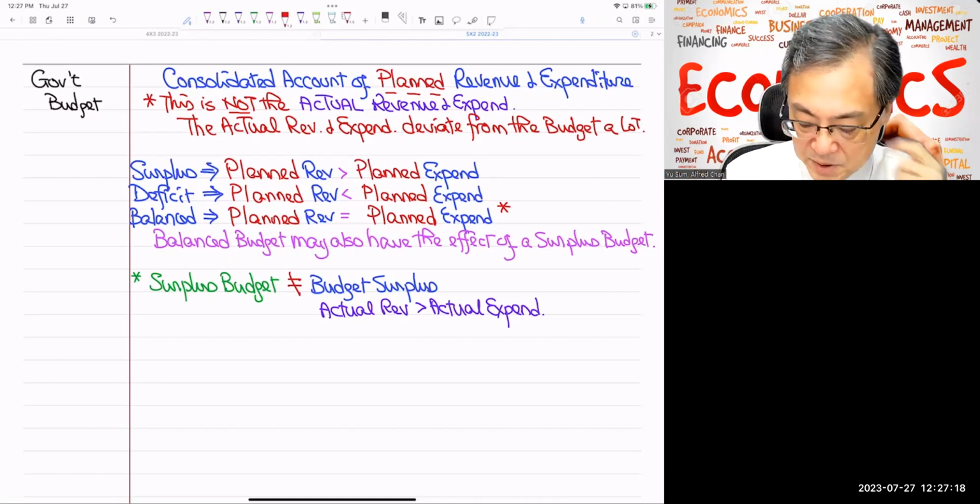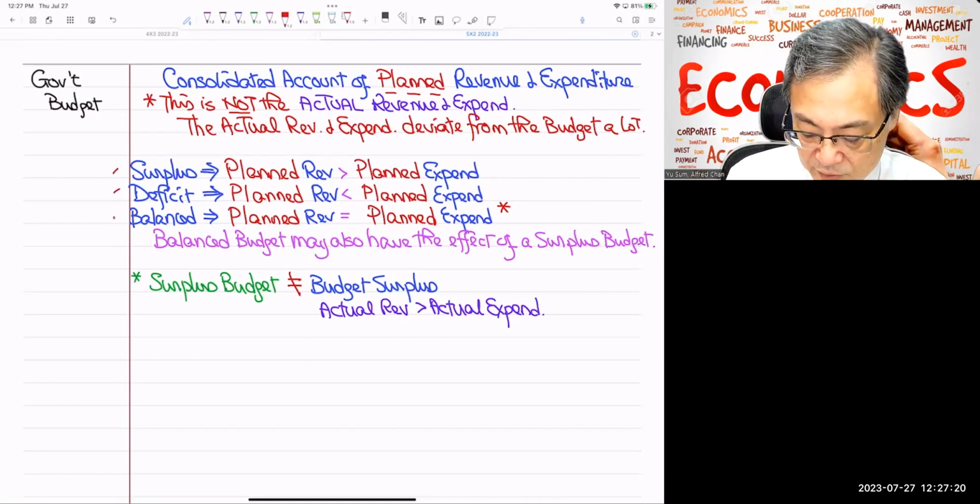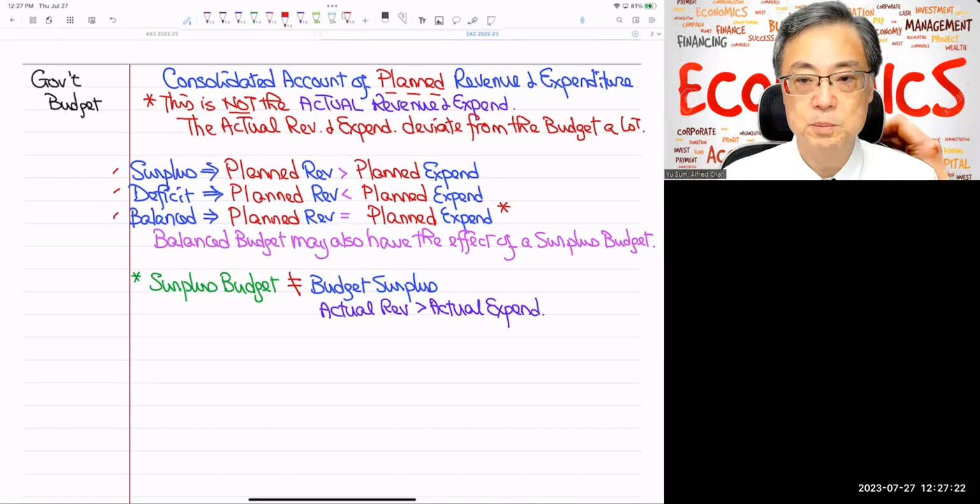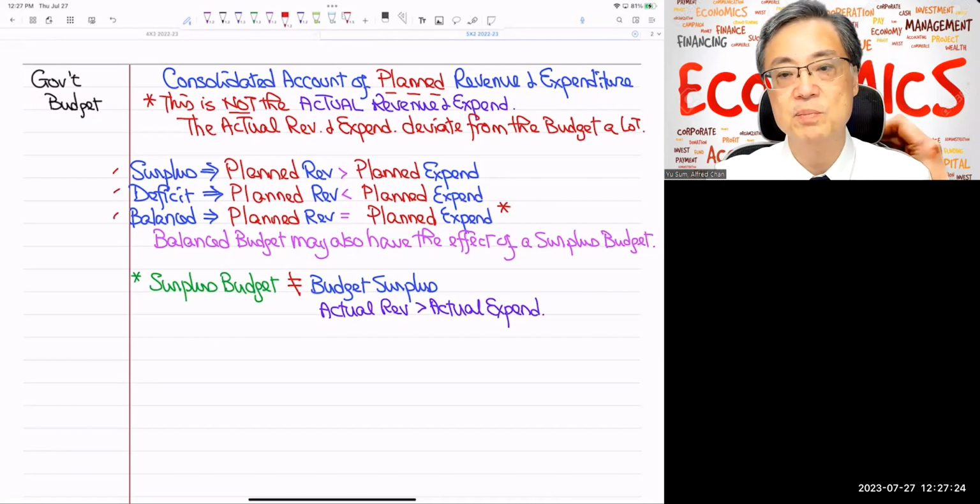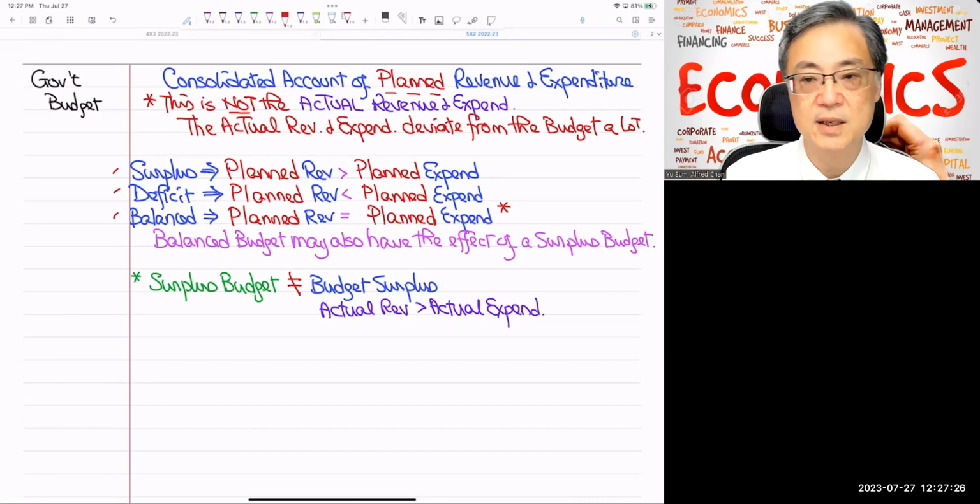Okay, so there are 3 types of budget: surplus, deficit, balance. Pretty straightforward. Surplus means your planned revenue is greater than your planned expenditure. Balance, more or less the same. Now, it need not be identical. It cannot be identical, but more or less the same. Planned expenditure is more or less the same as planned revenue.